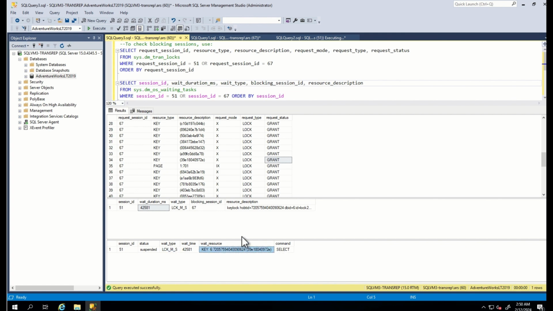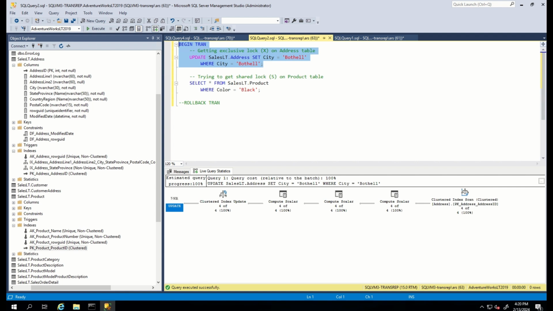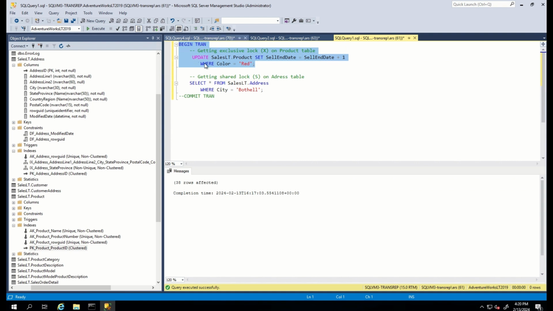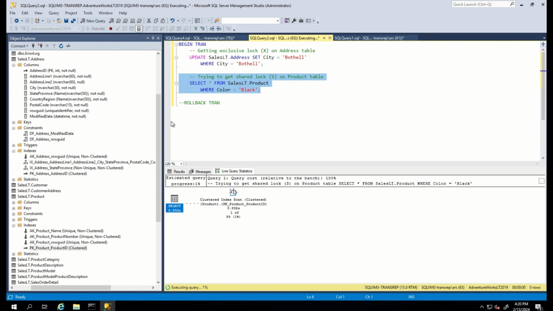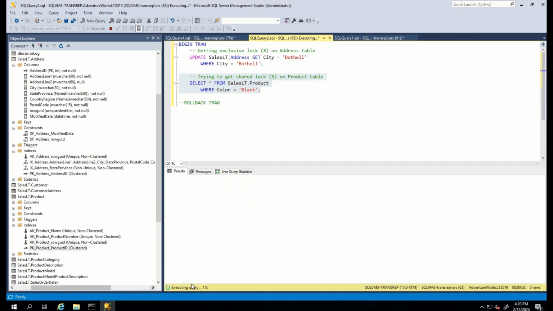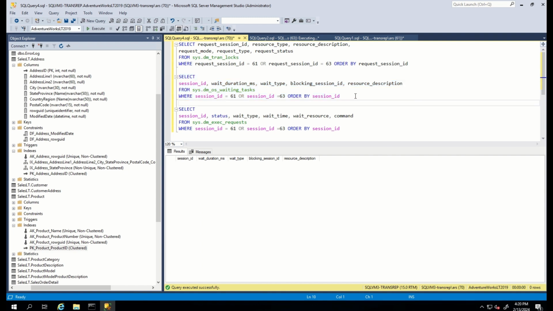Let's now switch to the deadlock issue. Firstly, we start this transaction where we are changing the city name. Here I'm not committing the transaction, so the exclusive lock is not released. Next, I go to another session and run another update query against another table, the product table, a different table. Now, we have exclusive locks on both the address and product tables, okay? Let's run this select query against the product table.